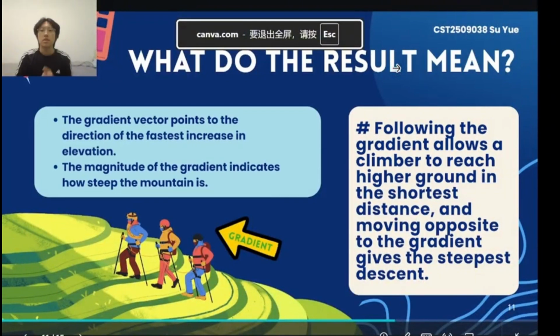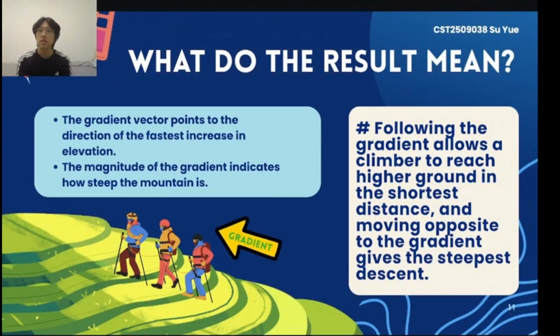Good afternoon. My name is Su Yue, CST2509038. Now that we have completed the mathematical calculations, let's look at what these results actually mean. From our calculations, we found that the gradient vector always points in the direction of fastest increase in elevation. This means that if a climber wants to reach higher ground as quickly as possible, following the gradient direction is the most efficient choice.